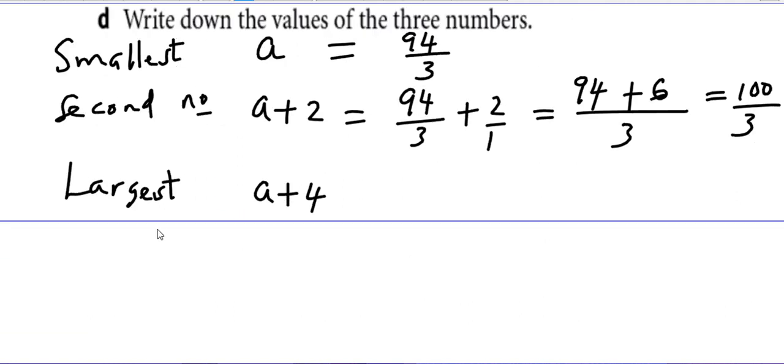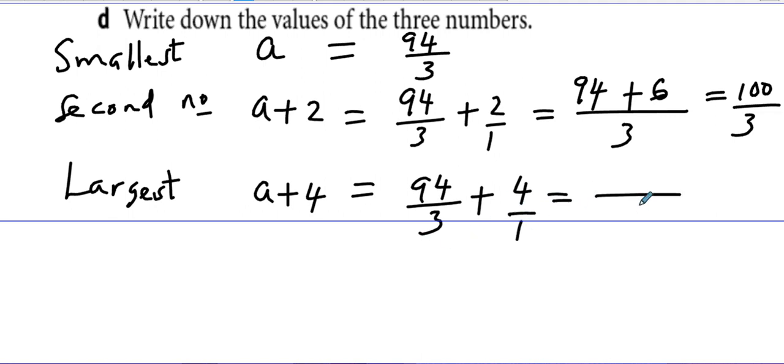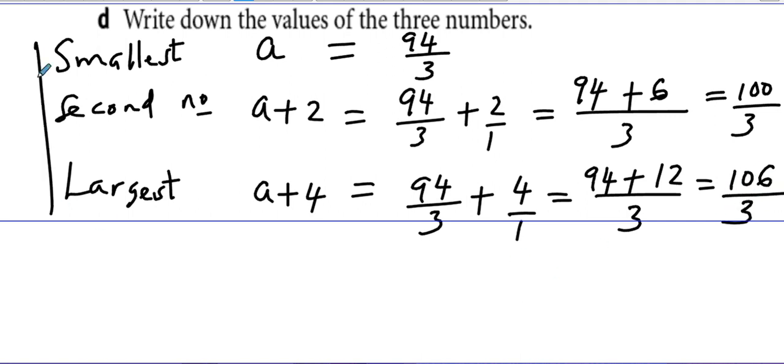Now the largest number will be, the value of a is 94 over 3. When you add 4, you need to find the LCM of 3 and 1. This is 3. 3 divided by 3 is 1 times 94 is 94. 3 divided by 1 is 3 times 4 is 12. So when you calculate that, you get 106 divided by 3. So this is the end of the solution.